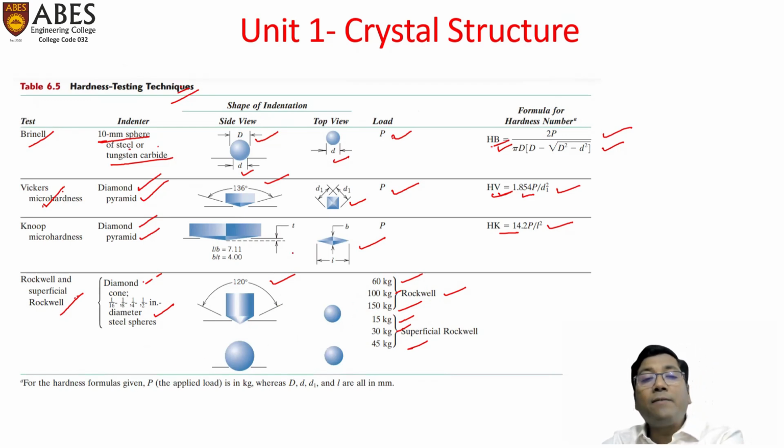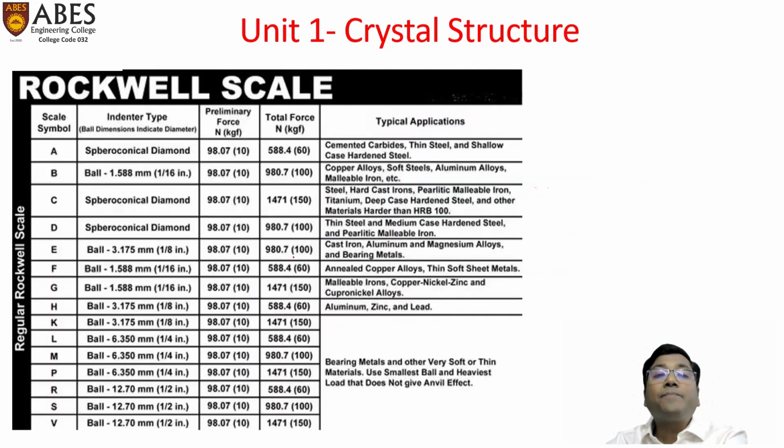So this is the comparative table for various hardness testing techniques. Also, what are the various Rockwell scales? These are the regular Rockwell scales, where the scale symbols would be Rockwell scale A or B or C or D, E, F, G, H, K, L, M, P, R, S, V. These are the various scales.